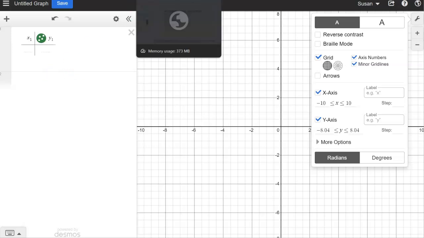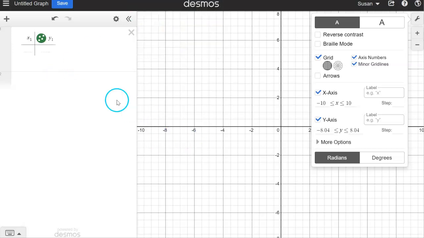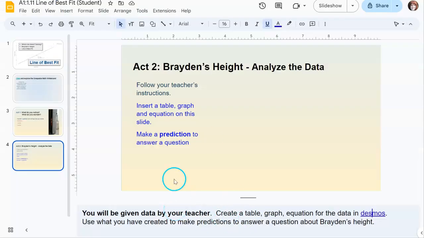Then they'll go back to their slide. They do need to paste a copy of the graph, the table, the equation, and they need to answer the question. So here it says make a prediction to answer the question. Whatever they have for their equation, they will use that equation to make that prediction. And that's important that you point that out if they don't catch it. You don't just pick a number randomly. You actually use the data that you have been given and use the equation that you have created to answer this question.